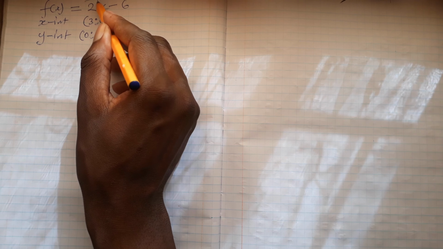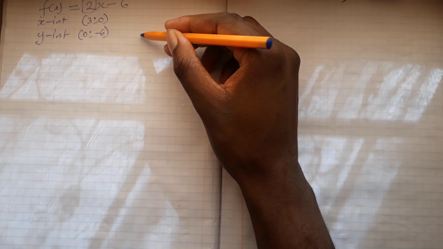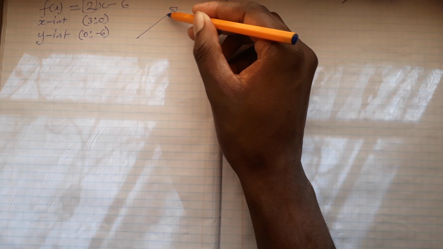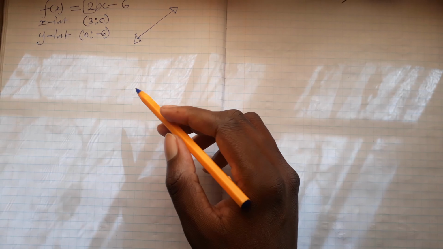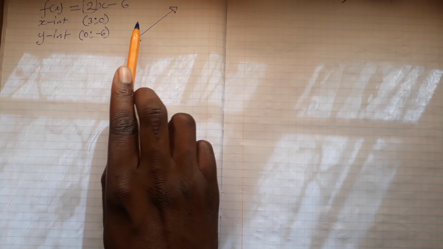Now, how do we sketch the function? Like I told you, you must have the x-intercept and the y-intercept, and then from there you must be able to tell whether the function is going to be increasing or decreasing by looking at the gradient. Our gradient is positive here, which means that the function will be increasing. An increasing function must look like this. It means that the line has to be going up when measured from the left to the right. As you can see, it's going up.